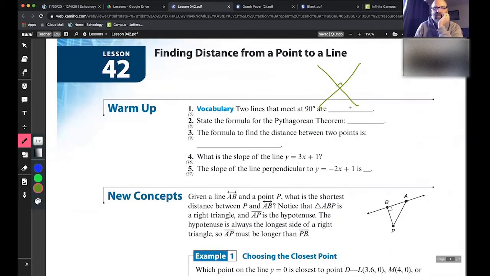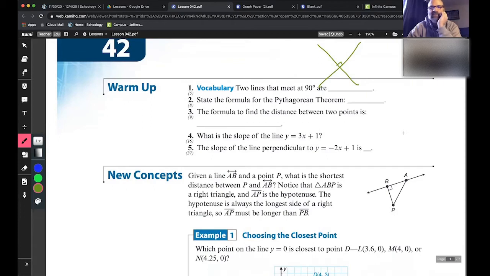Good job. State the formula for the Pythagorean theorem. What's the formula for the Pythagorean theorem? A squared plus B squared equals C squared. Good job. All right, the formula to find the distance between two points. You guys remember that one?